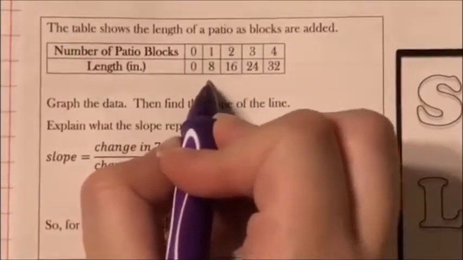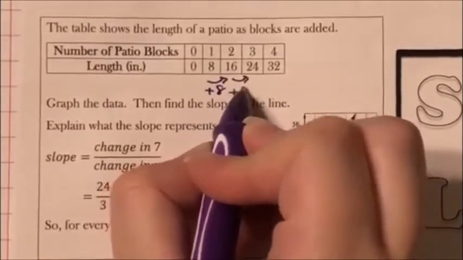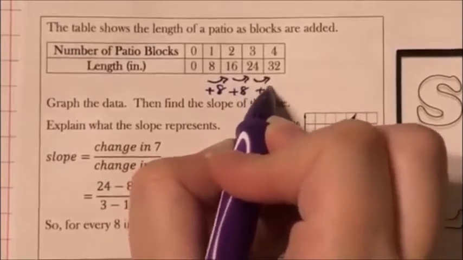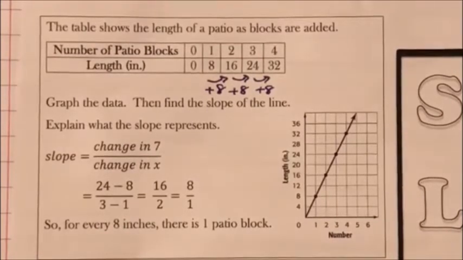So each time, I'm going up by 8, right? I add 8 each time, so it's a constant rate. It's a constant rate, okay? So I want to graph the data, then find the slope of the line.